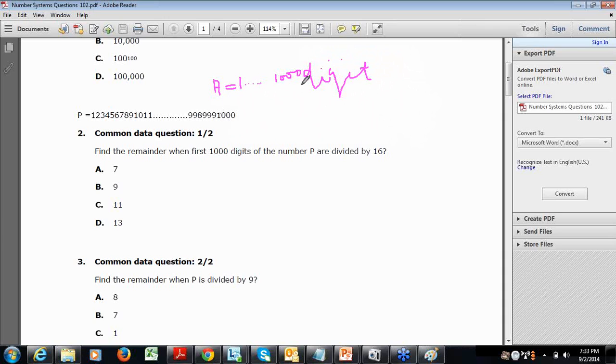So in this 1000 digit, we have to find out the last 4 digits. For finding out the last 4 digits, we'll find out how many one digit numbers there are. One digit numbers will be from here till here, so it will be 9. Okay, now you have to find out all two digit numbers.